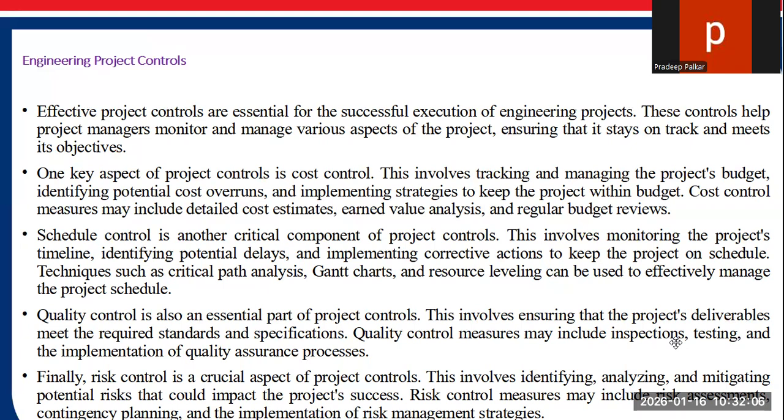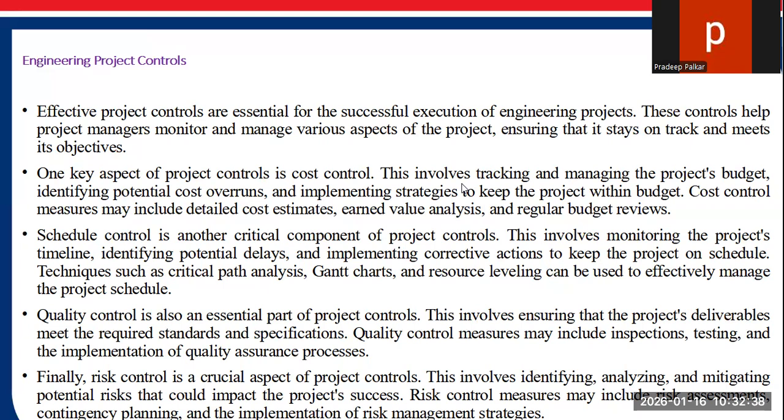Now see here, schedule control is another critical component of project control. Quality control is also an essential part of project control. The basic objectives are monitoring the project progress, controlling cost and schedule, managing risks and changes, and improving project performance. Now we have to discuss the key elements of engineering project control.